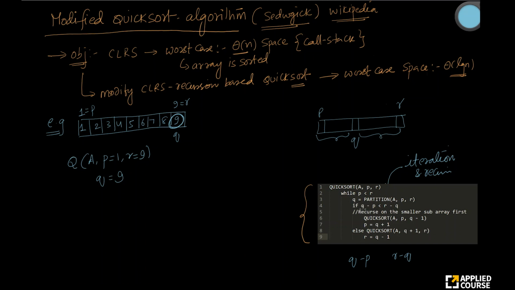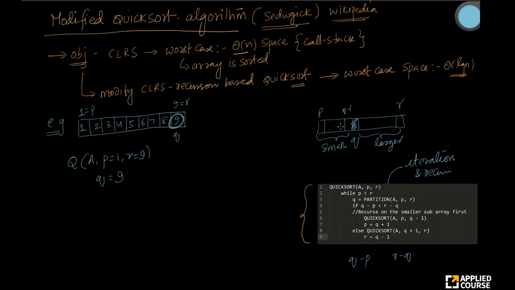So this line: if Q minus P is less than R minus Q, what does this mean? This means if this part of the array is smaller than this part, and this part is larger, then it says quicksort on this part. So the core of this algorithm is, first it finds the partition, then it checks which part is smaller, because your pivot element here breaks the array into two subparts, the left part and the right part.